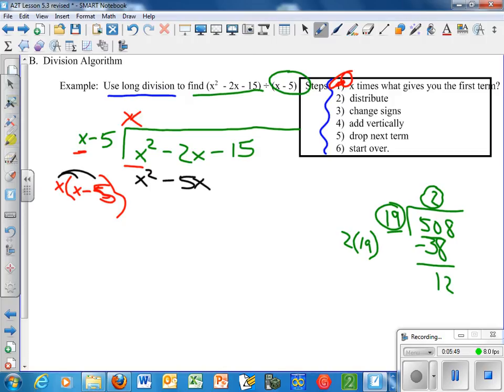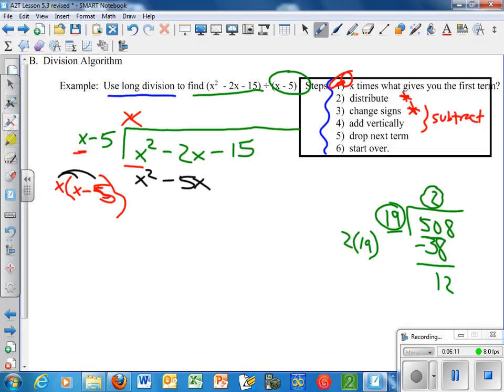Okay? Well, what we're going to do and how you treat it algebraically is, we did the distributive property right here. Now we're going to change signs. Okay, we're going to change signs because that's how you deal with subtraction. These two steps is how you subtract algebraically. Change the signs and add vertically.